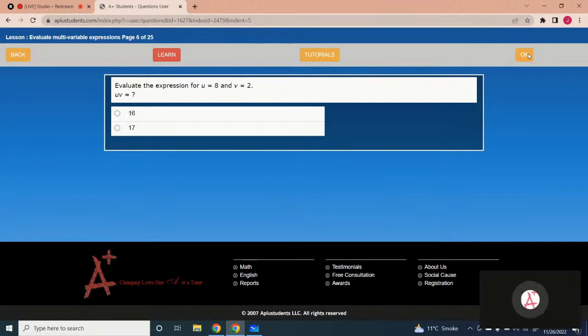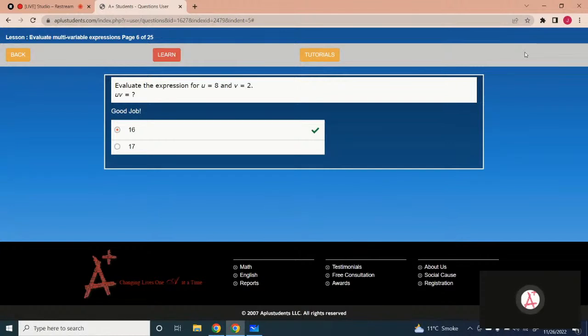Okay, the next one is evaluate the expression for u equals 8 and v equals 2. So the expression is uv. That means you have to multiply both the variables. Got it? So u times v is 8 times 2, equals 16. Got it? So select the correct option and click on the OK button.